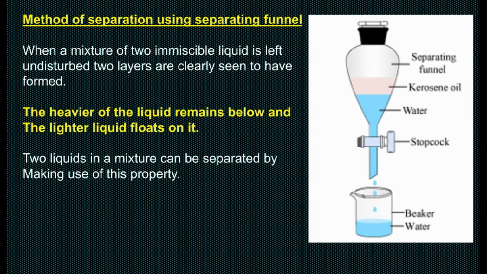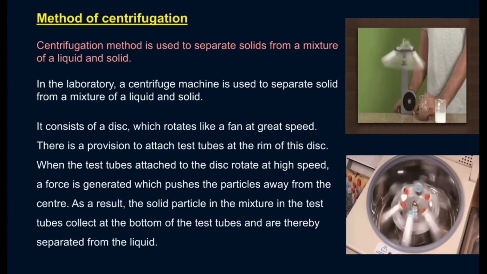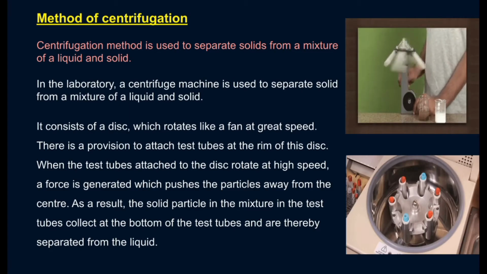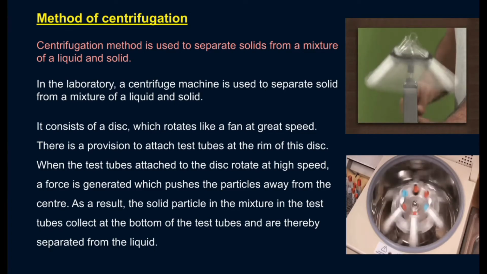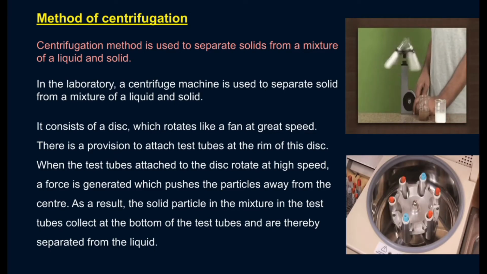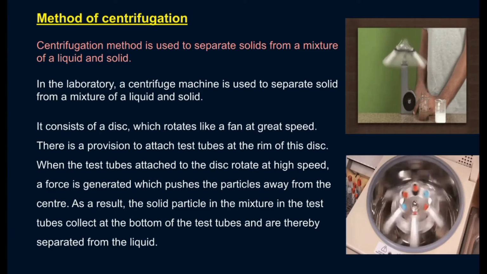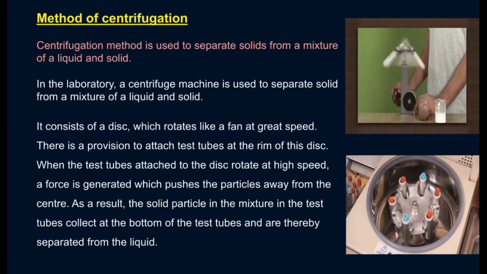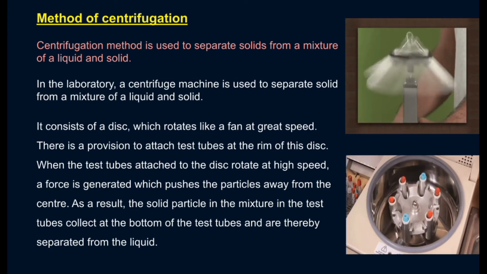Next method is method of centrifugation. Centrifugation method is used to separate solids from a mixture of a liquid and solid. In the laboratory, a centrifuge machine is used to separate solid from a mixture of a liquid and solid. It consists of a disc which rotates like a fan at great speed. There is a provision to attach test tubes at the rim of this disc.